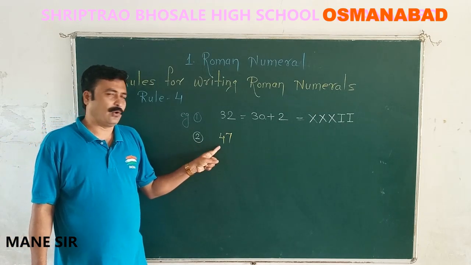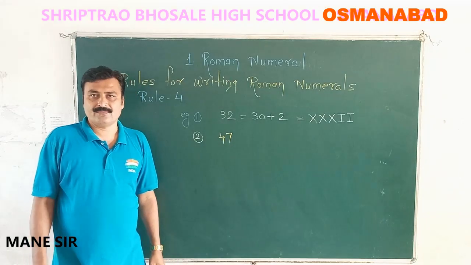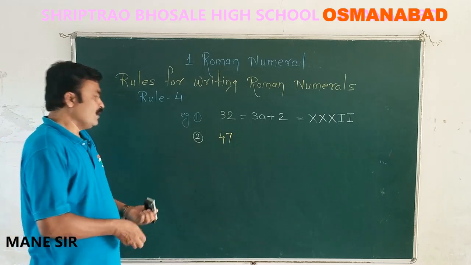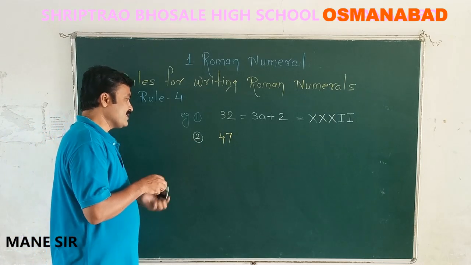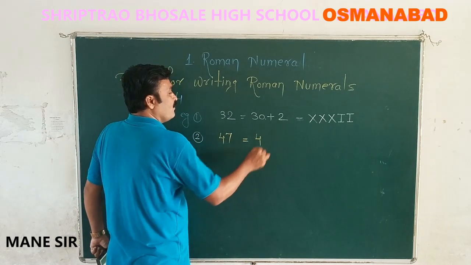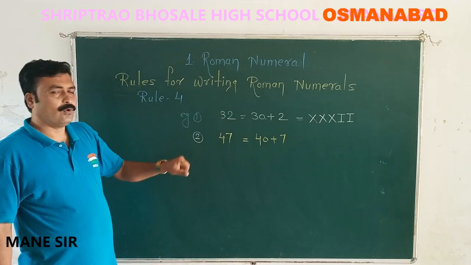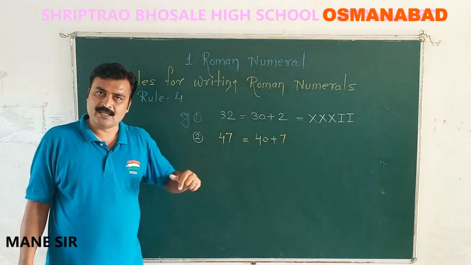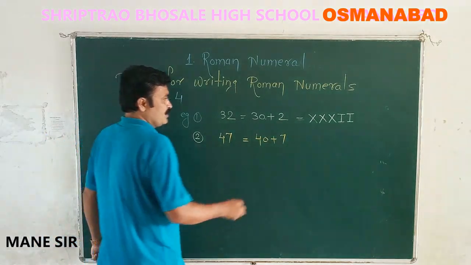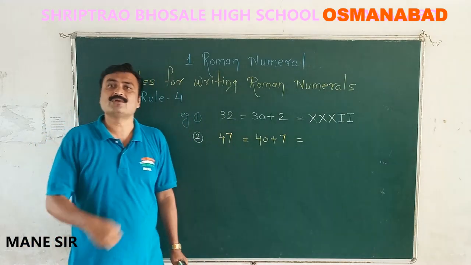International number 47, we want to write in its expanded form first and then convert it into Roman sign. First, we write the expanded form in this way: 47, that means 40 plus 7. Place value of 4 we write as 40, and place value of 7 we write as 7. Thereafter, let's think about how we can write number 40 into Roman sign.